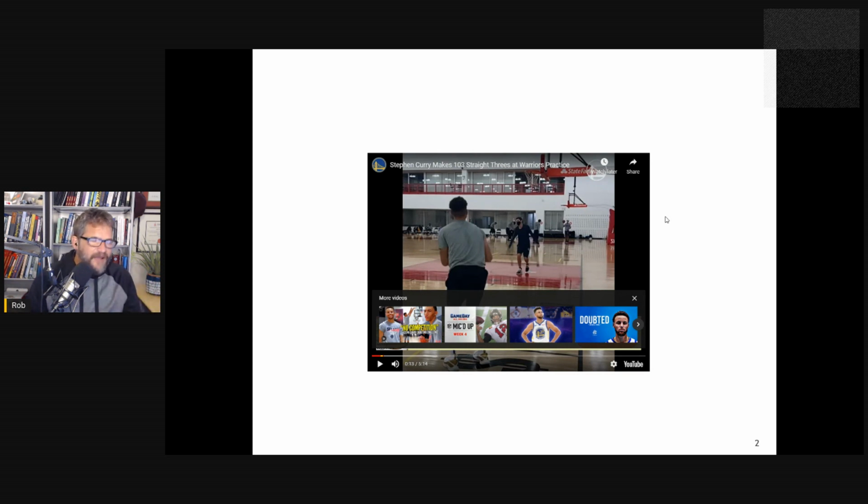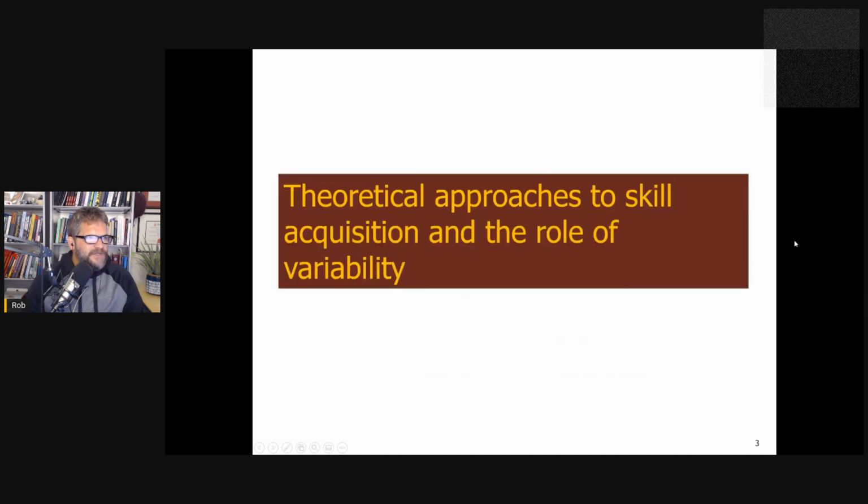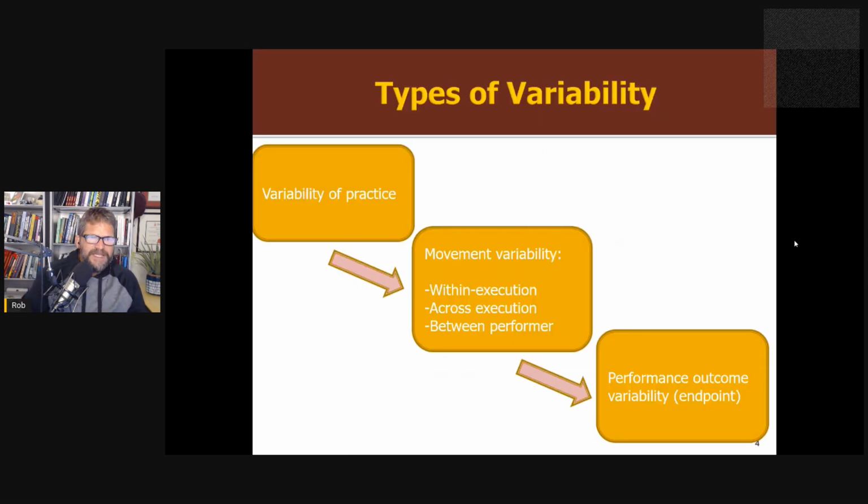So I'm going to come back to this example in a second, but first I want to use this as a springboard to contrast the two different theoretical approaches to skill acquisition. The way that I like to explain them is by looking at the relationship between different types of variability, right? So we can talk about variability in your performance outcomes, whether the ball went in the hoop or not. That's the endpoint variability, the variability of our performance.